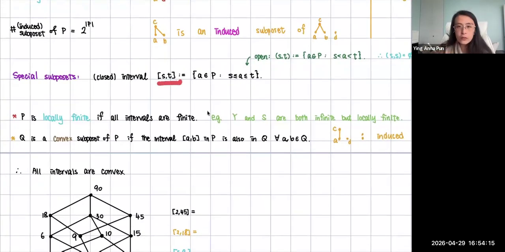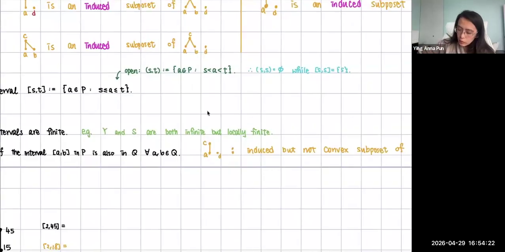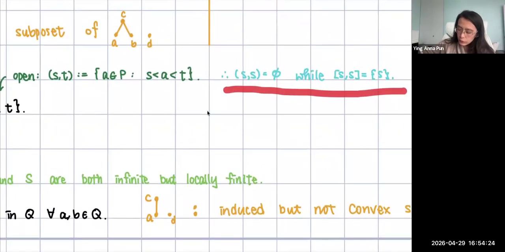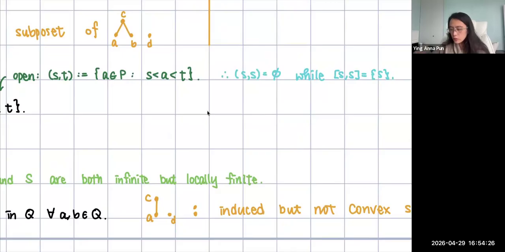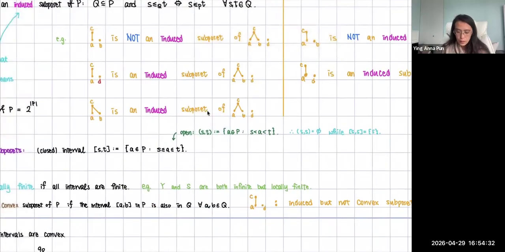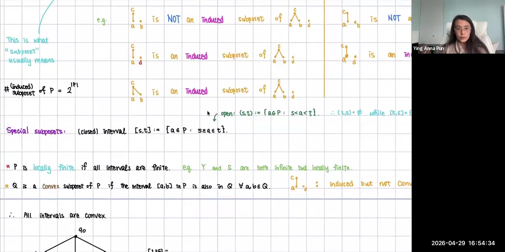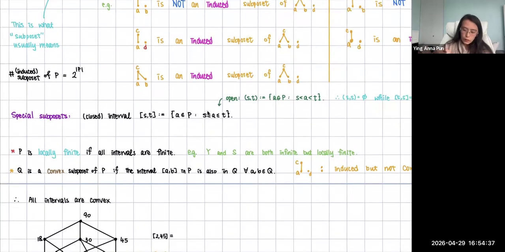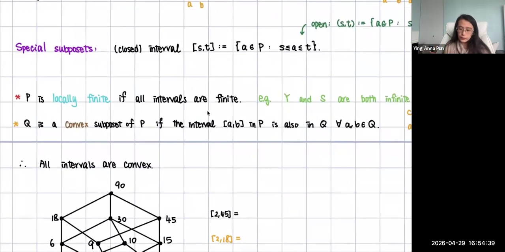And if S and T are not comparable, then that would be an empty set. For example, you can have an open interval of S, and that's empty. You can have a closed interval of S, and then that's the singleton set S. So that's a special subposet. It's an induced subposet.